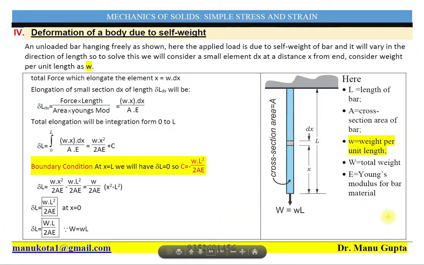In this video tutorial, we are going to analyze a bar which has some weight. In the previous example, we never considered the weight of the body. So this bar has some weight, which is w per unit length. The length of the bar is L, and the area of cross section is A.